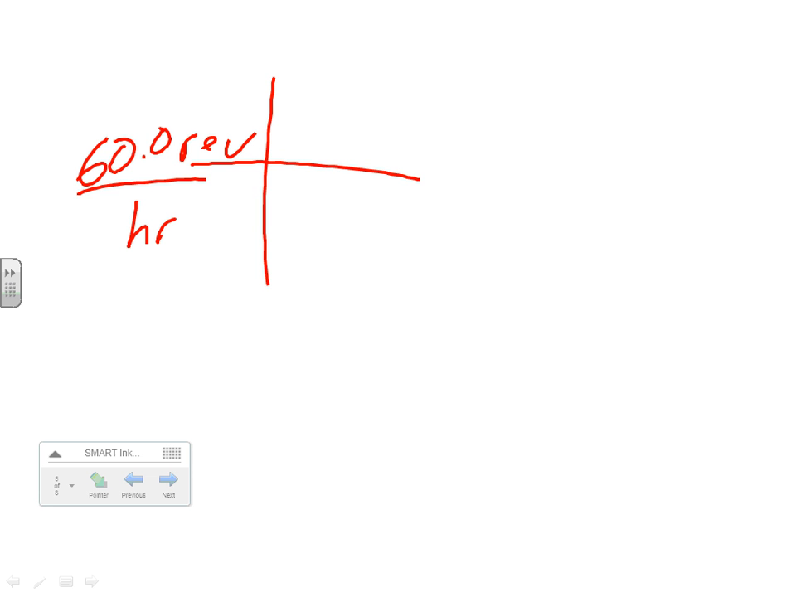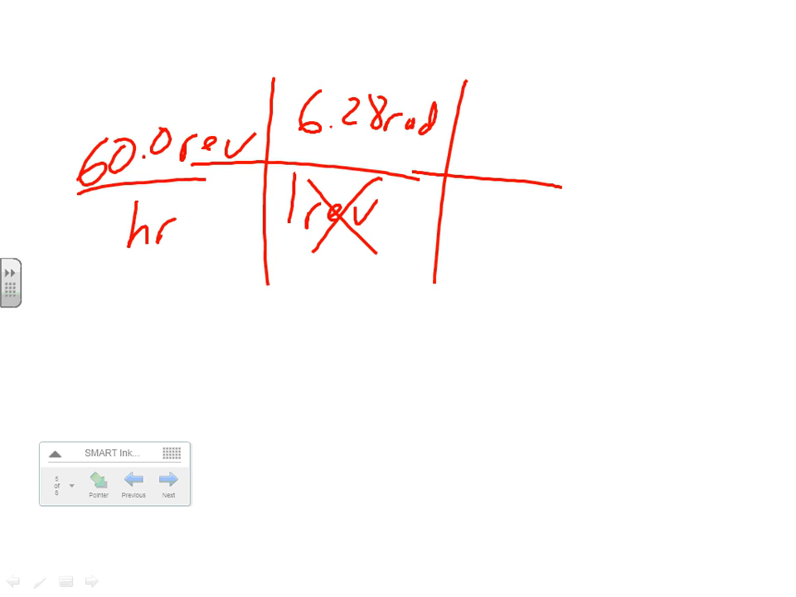One revolution is 2 pi radians. I'm going to write that as 6.28 radians. And then we're trying to get to radians per second, so let's mark out our revs. We need to go hours to seconds. So I'm going to go 1 hour is 3,600 seconds, 60 times 60.